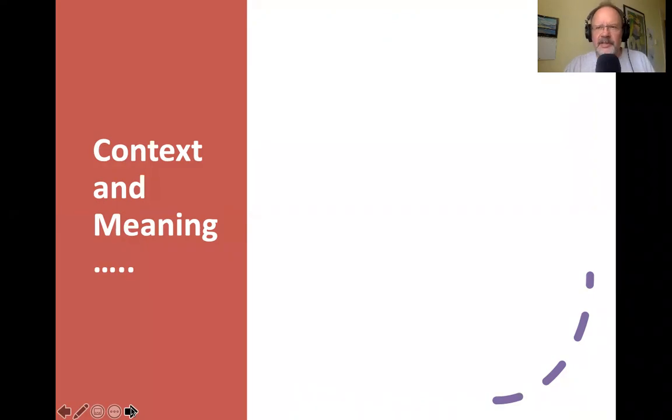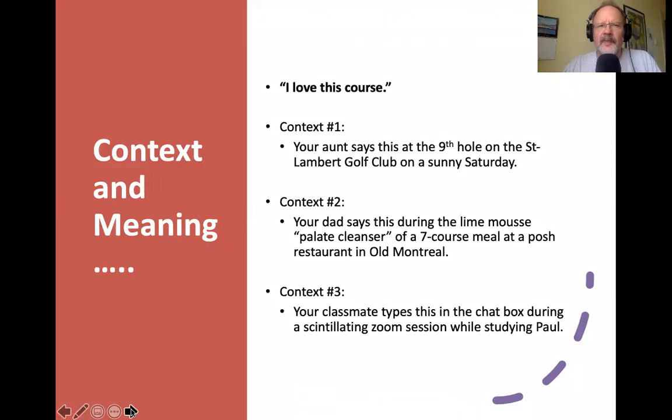And again, I know that this is a point that I'm hammering away at in this class, but just to give you some examples. I love this course. Context number one: your aunt says this at the 9th hole on the St. Lambert Golf Club on a sunny Saturday. I love this course. Context number two: your dad says this during the lime mousse palate cleanser of a 7-course meal at a posh restaurant in Old Montreal. Quite a different meaning, exact same words. Context number three: your classmate types this in the chat box during a scintillating Zoom session while studying the Apostle Paul. Again, a third, completely different meaning of the same words.